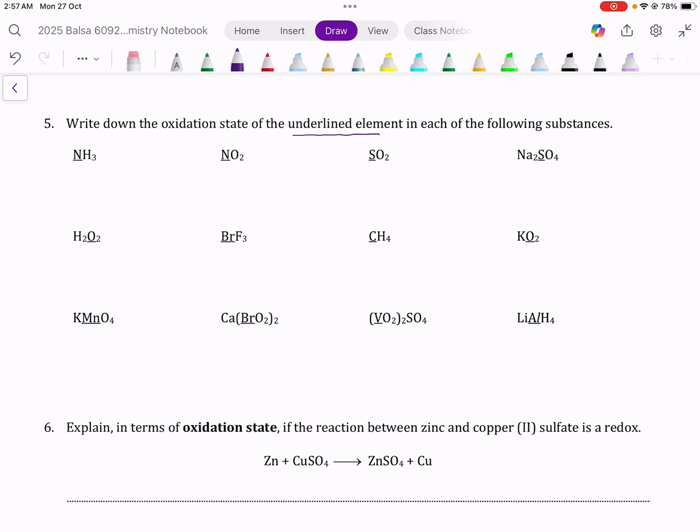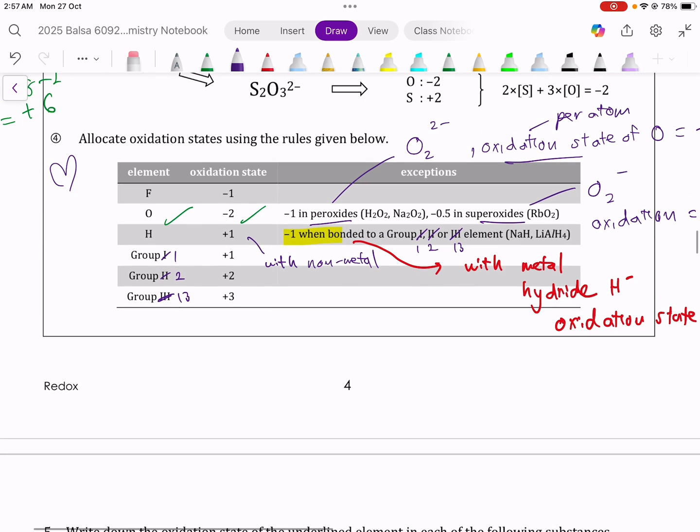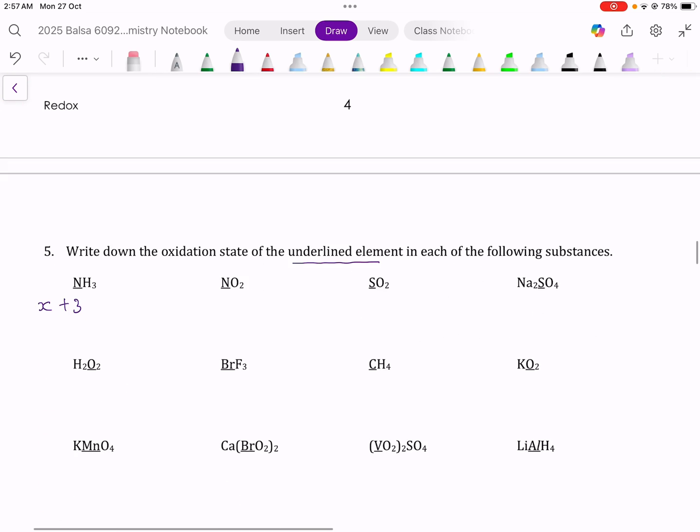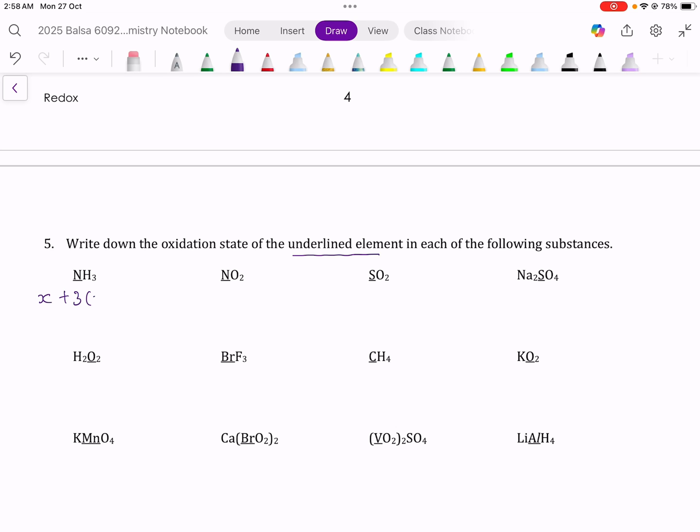This one is quite easy. Let the oxidation state of the N be X, then there are 3 hydrogen. Hydrogen normally is +1 when with a non-metal. N is a non-metal, so each one is +1. Overall equals 0. By the way, if it's positive, you need to write the plus for the oxidation state. So X + 3 equals 0, X equals -3. So the oxidation state is actually -3.